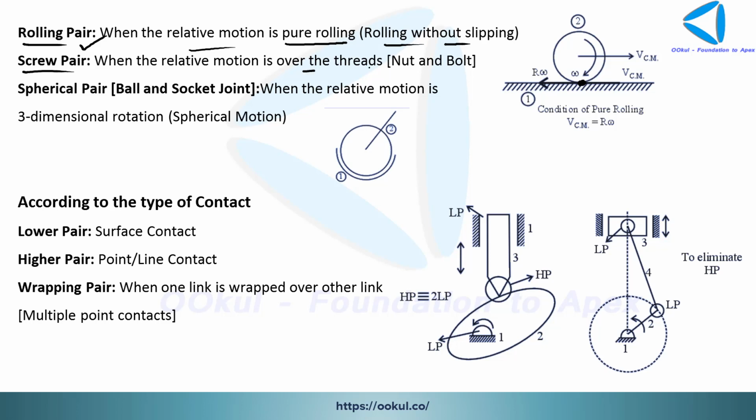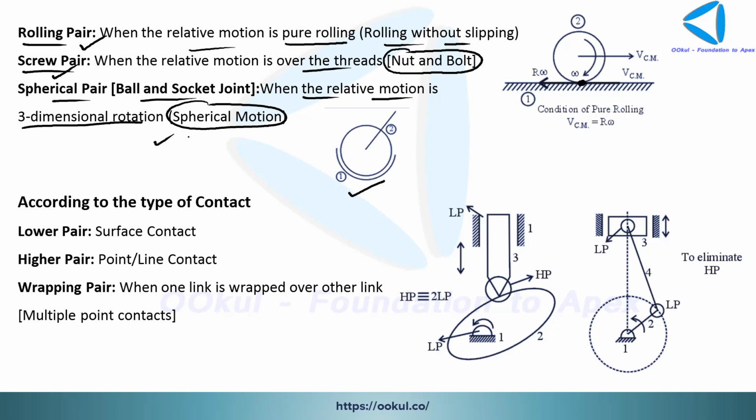Next comes your screw pair, when the relative motion is over the threads, that is your nut and bolt case. Next comes your spherical pair, which is also a ball and socket joint, when the relative motion is a three-dimensional rotation like spherical motion. You might have seen this in a joystick and such things. In that case the motion possible is 3D rotation or spherical motion, and that is known as your spherical pair.